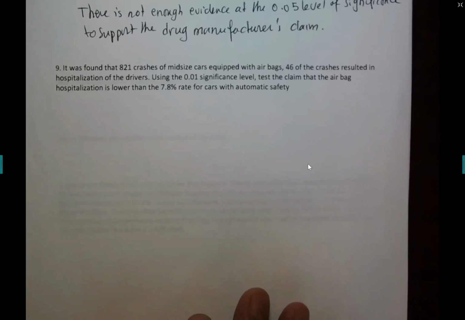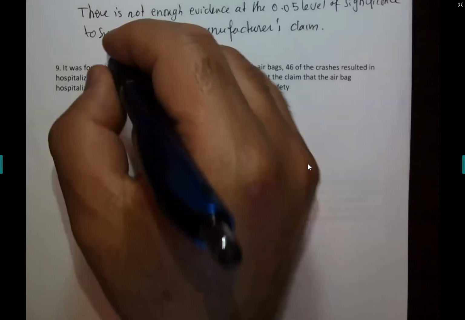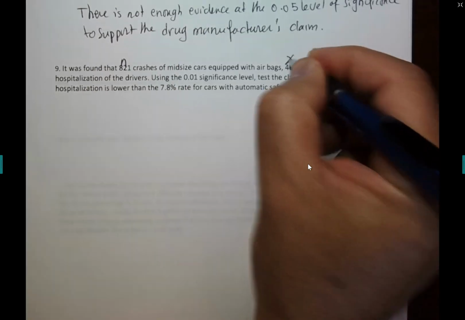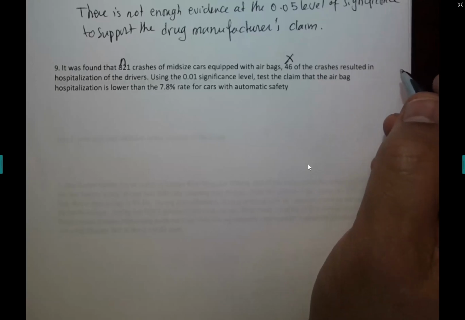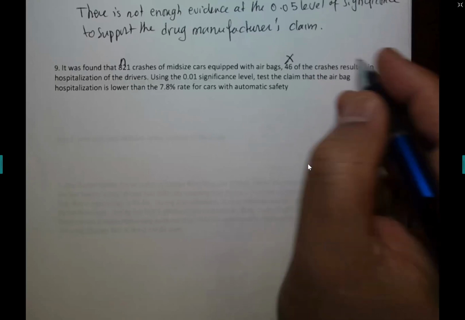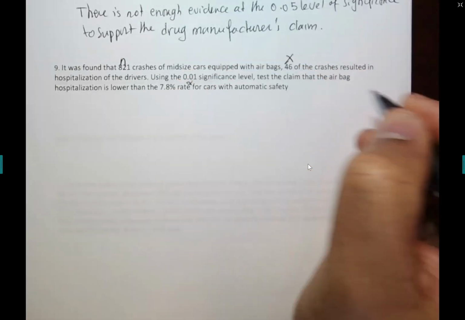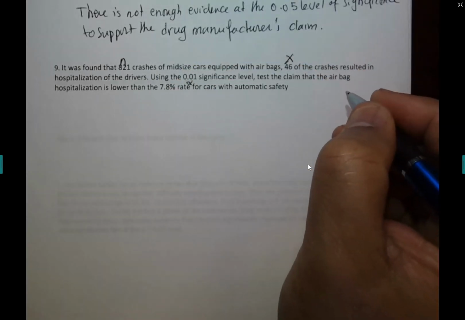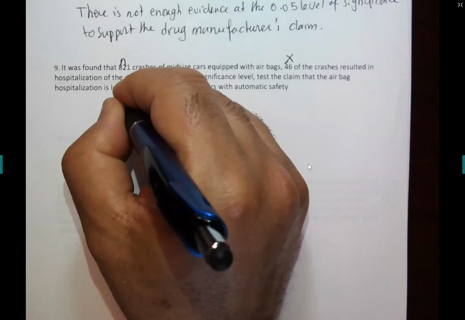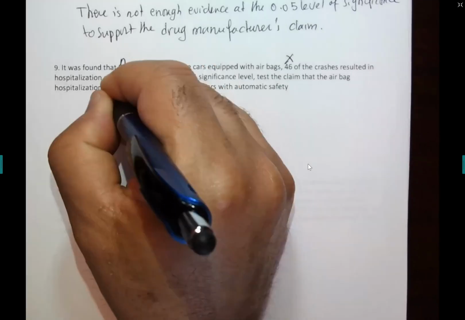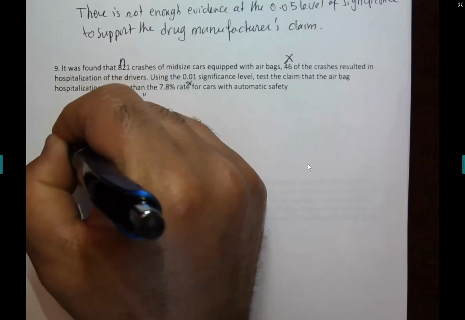Number 9. It was found that in 821 crashes of mid-sized cars equipped with airbags, 46 of the crashes resulted in hospitalization of the drivers. So this is N and this is X. Using a 0.01 significance level, so alpha is 0.01, test the claim that the airbag hospitalization rate is lower than 7.8%. Lower, guys, means less than. So he wants us to test this claim.